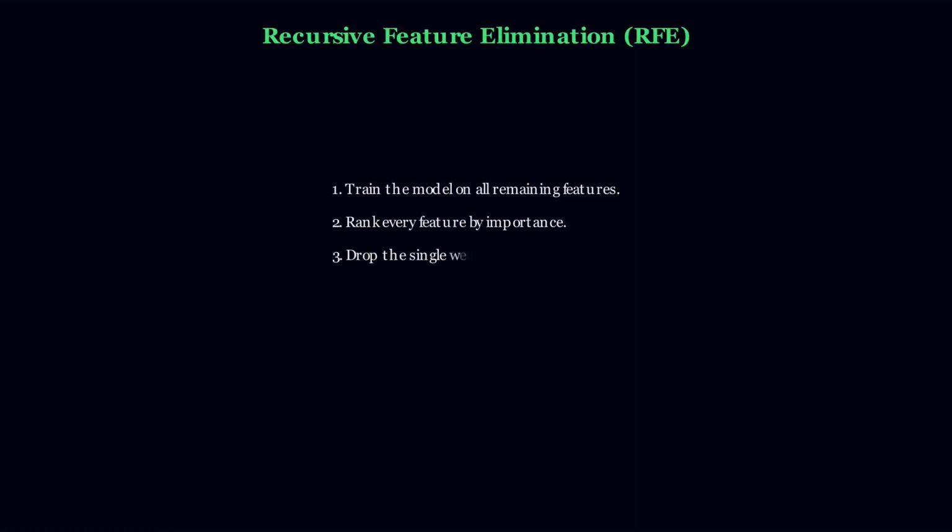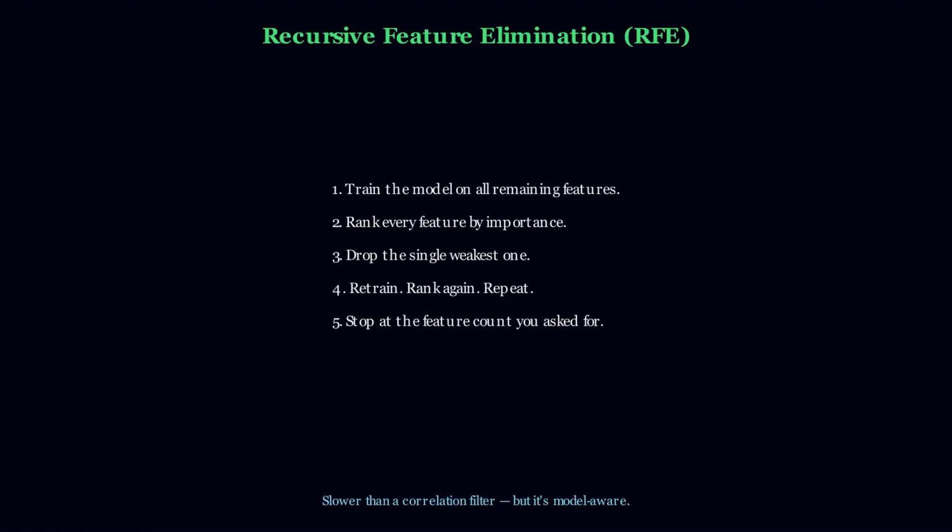Recursive Feature Elimination, or RFE. Train the model. Rank every feature by importance. Drop the single weakest one. Retrain. Rank again. Drop the weakest one again. Repeat until you hit the feature count you asked for. It's slower than a correlation filter, but it's model-aware.